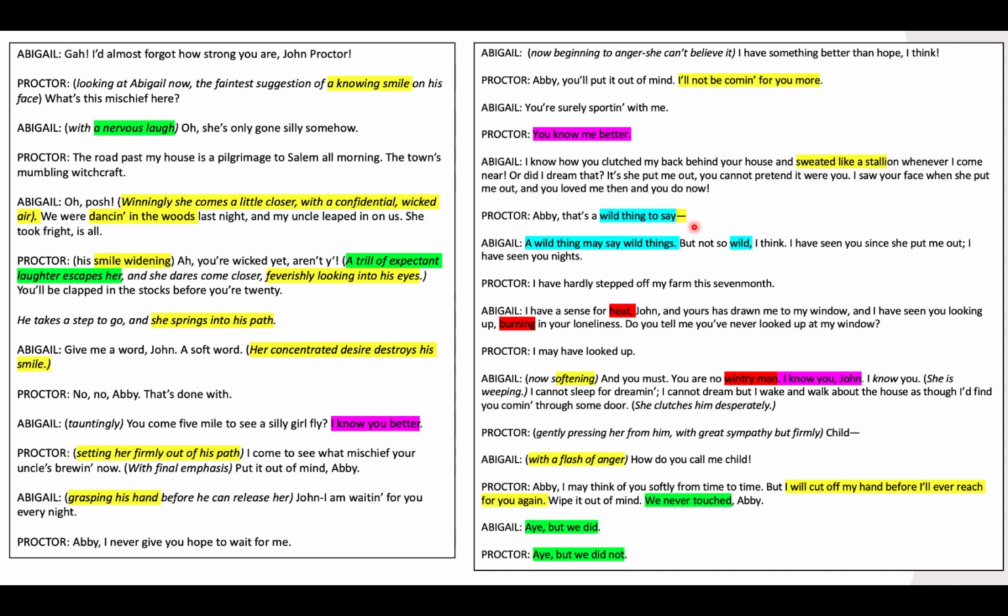And then I'll just talk you through this last pattern that we have. We have this field here, so we have heat, burning, and then wintry. So we have all of these words that you could link to passion and desire. So she says to him, I have a sense for heat. And then she says, I've seen you burning up in your loneliness. So she's making reference to his desire for her.